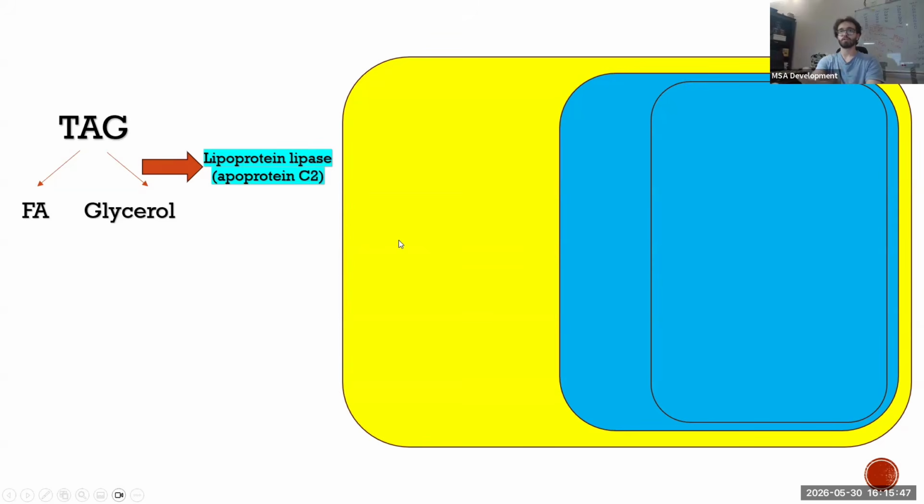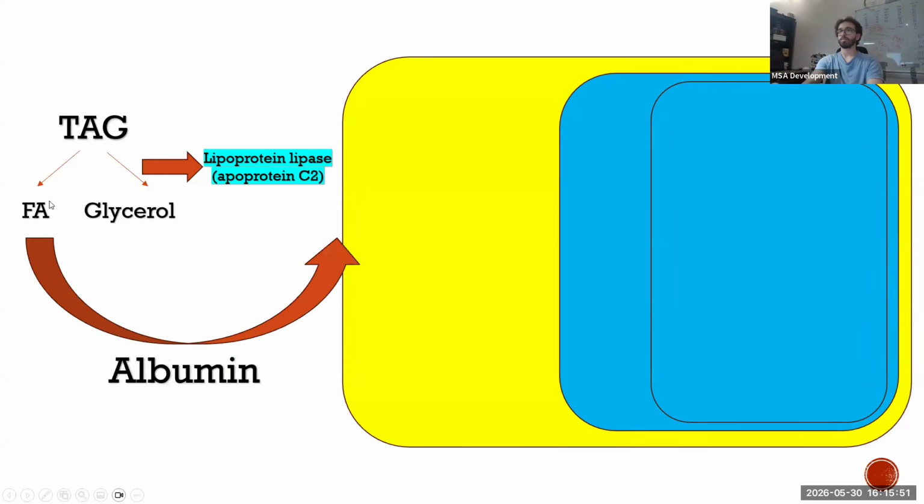Right, first step is to go to the cytoplasm. How can the fatty acids go to the cytoplasm? They use albumin. They bind to albumin, and through albumin, they will go to the cytoplasm. Okay? So fatty acids successfully made it to the cytoplasm. But can it just go inside the mitochondria? No, it has to be activated. So fatty acids will be activated.